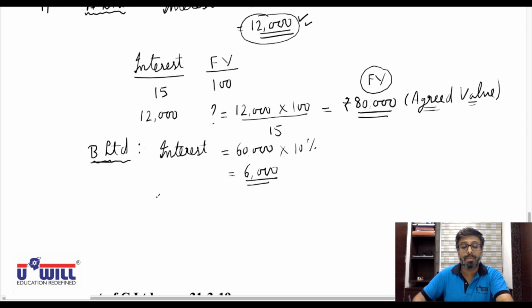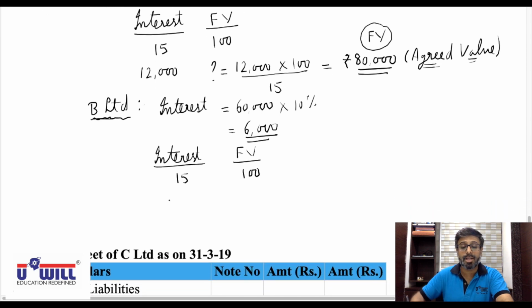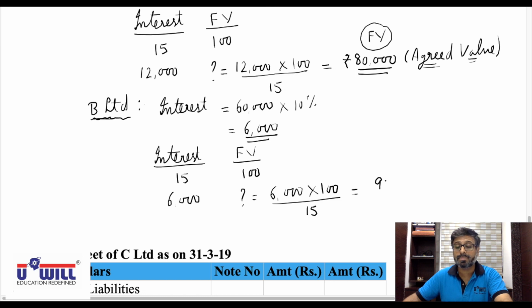Now in the new company, they will be getting interest at the rate of 15%. So when interest of 15 rupees is received, the face value would be 100 rupees. If they want to continue receiving 6,000 of interest, then what should be the face value of debentures given to them? 6,000 into 100 divided by 15. Here it comes to 40,000.